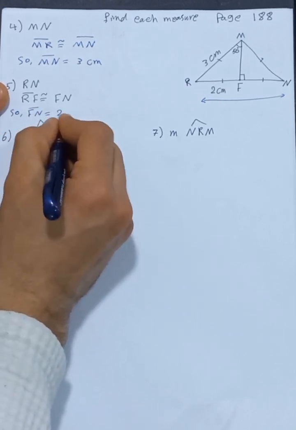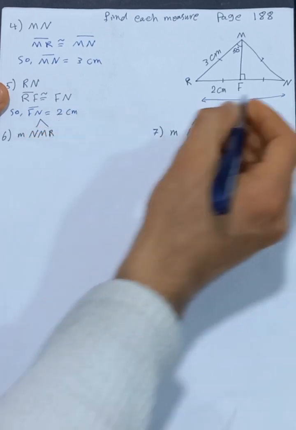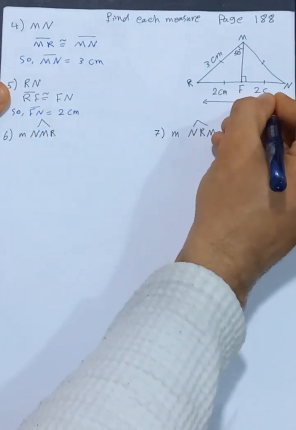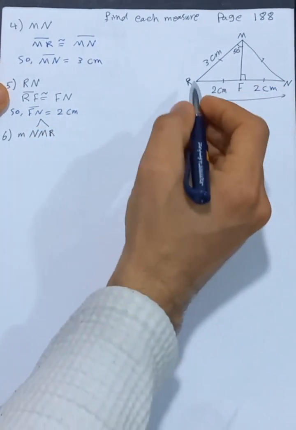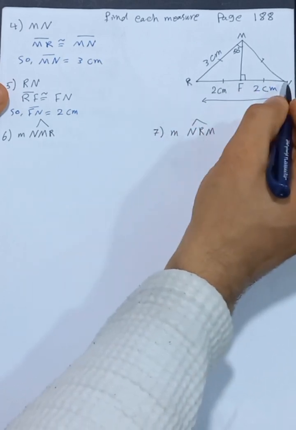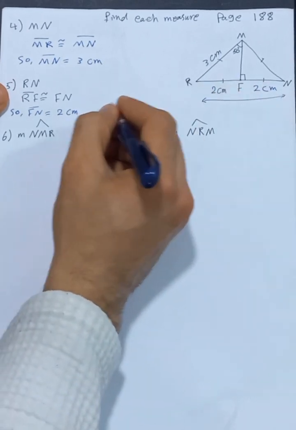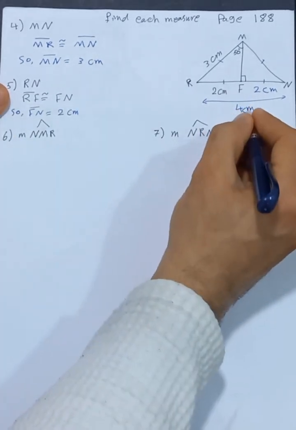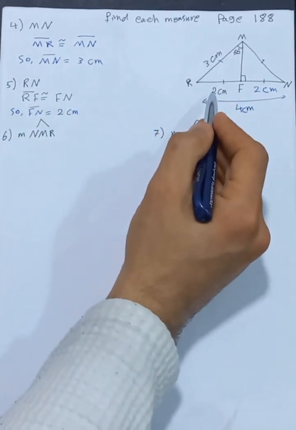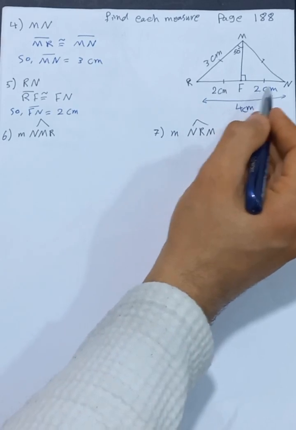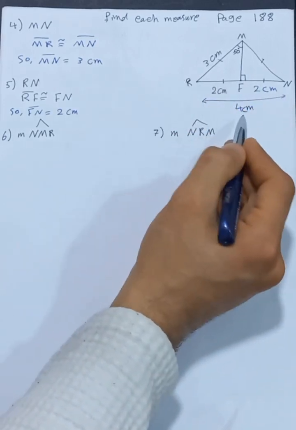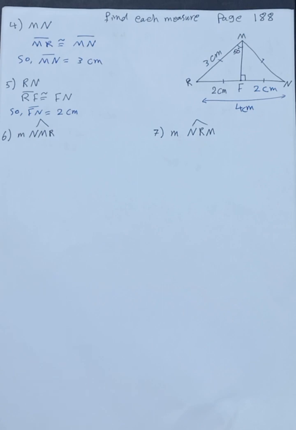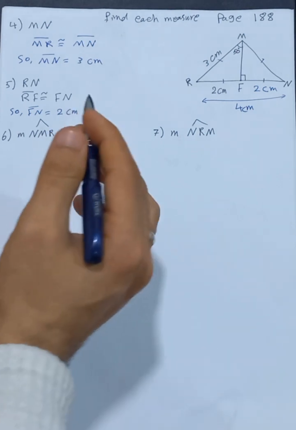So FN equals 2 centimeter. So it means RF plus FN equals 4 centimeter. Why? Because we have 2 centimeter here plus 2 centimeter here. So the whole side will be 4 centimeter. That one is question 5.